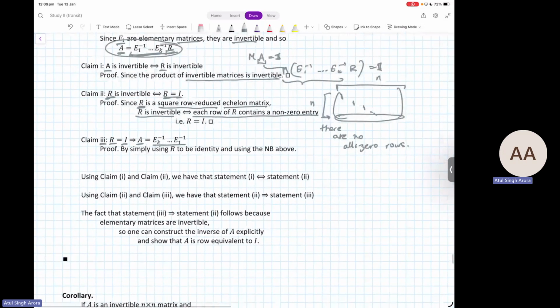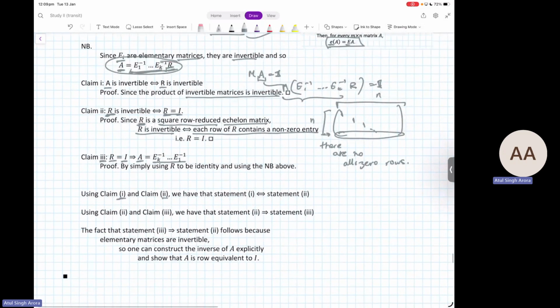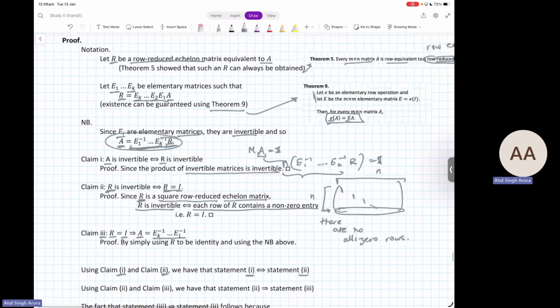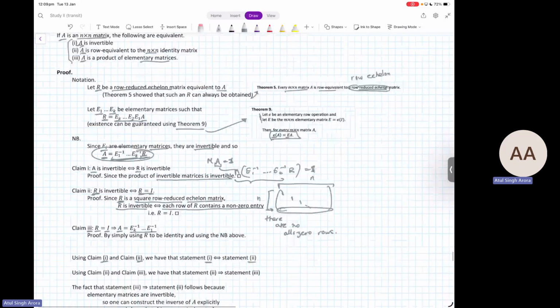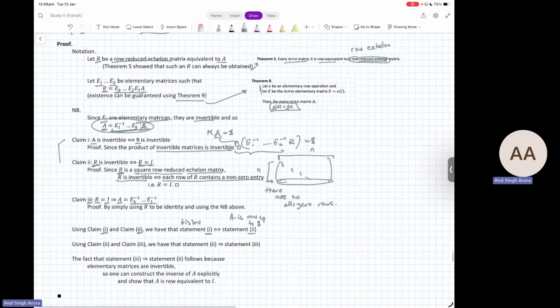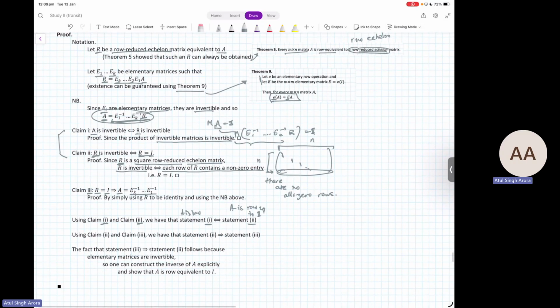Now what we're going to do is use claim 1 and claim 2 to conclude that statement 1 and statement 2 are equivalent. Statement 1 was that A is invertible, and statement 2 was that A is row equivalent to identity. So from 1 and 2, we get that these two statements are equivalent.